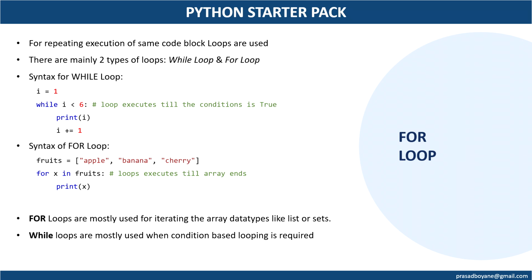Syntax is as shown on the screen: while, then condition, so till the condition is true the loop will execute. The second type of loop is the for loop. A for loop is basically used when we are dealing with iterators or iterable types of objects like a list, set or tuple. Like shown in the example, if we have a tuple called fruit and we want to execute something for each item, then in such cases we will use for loops.